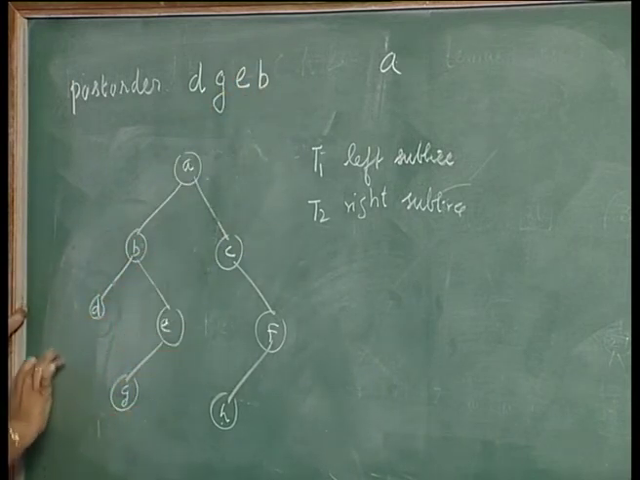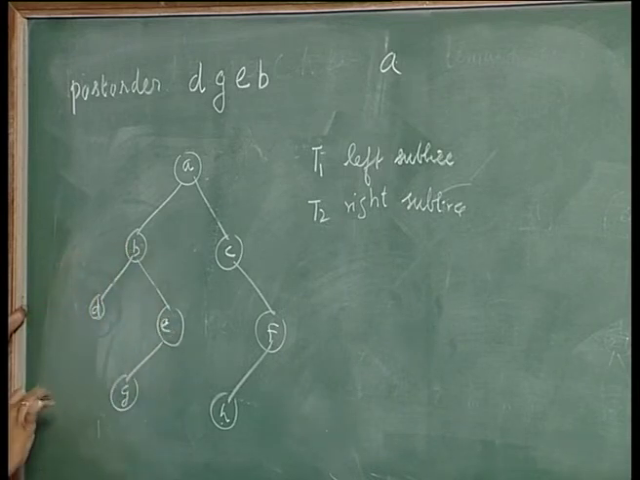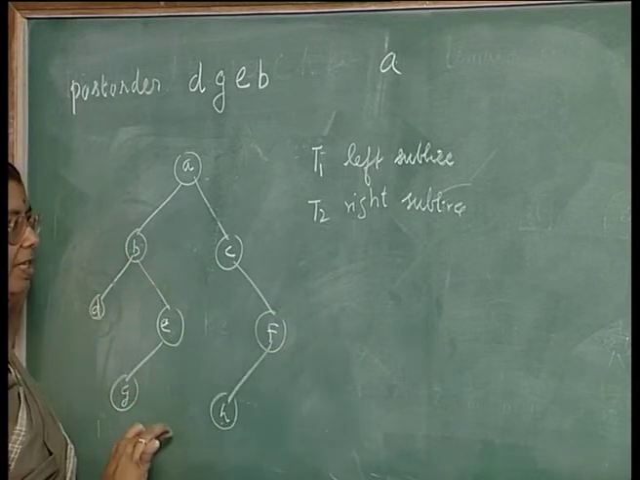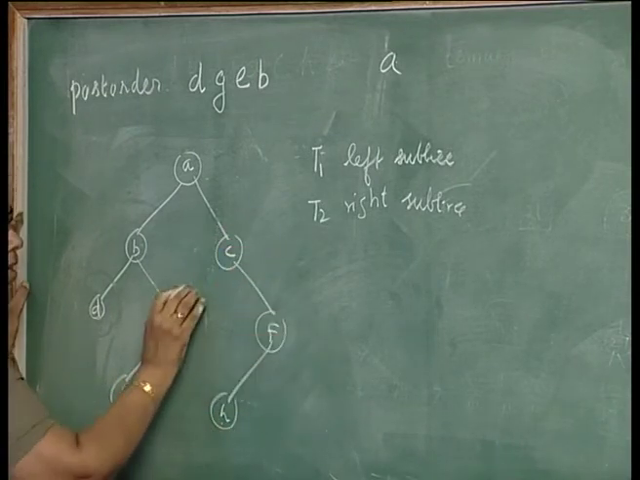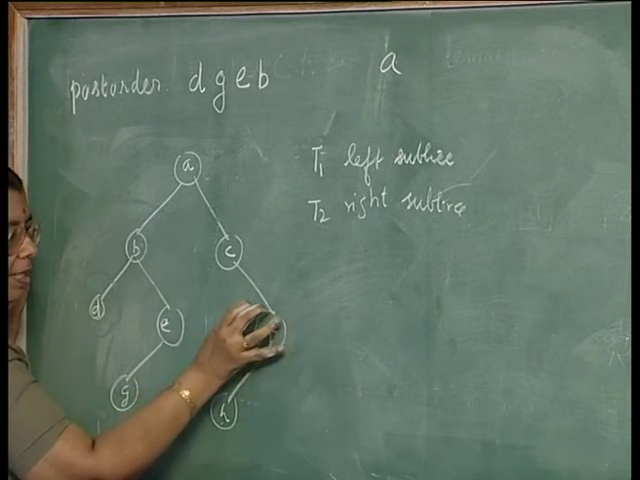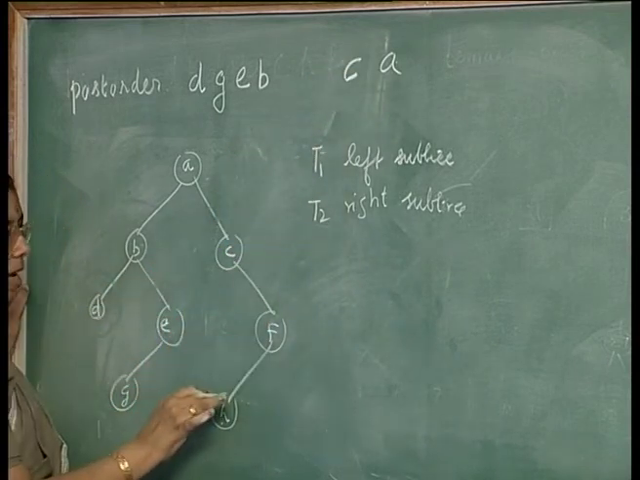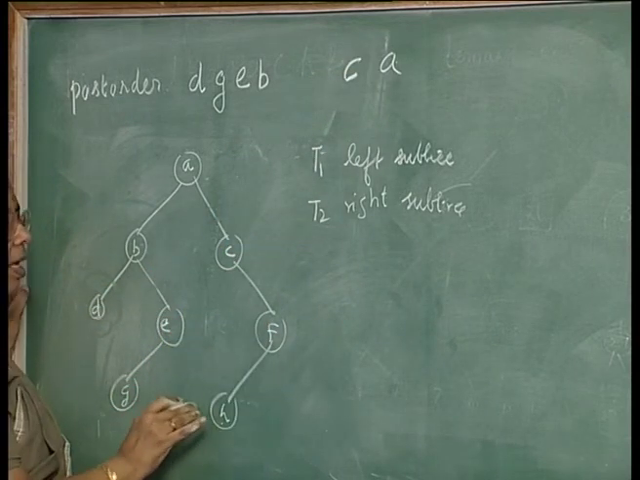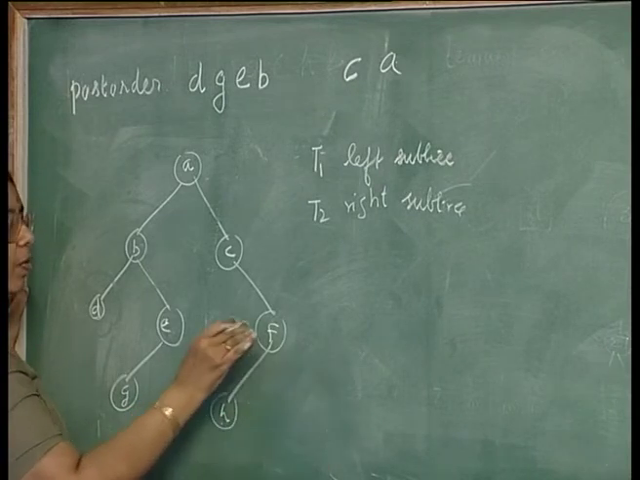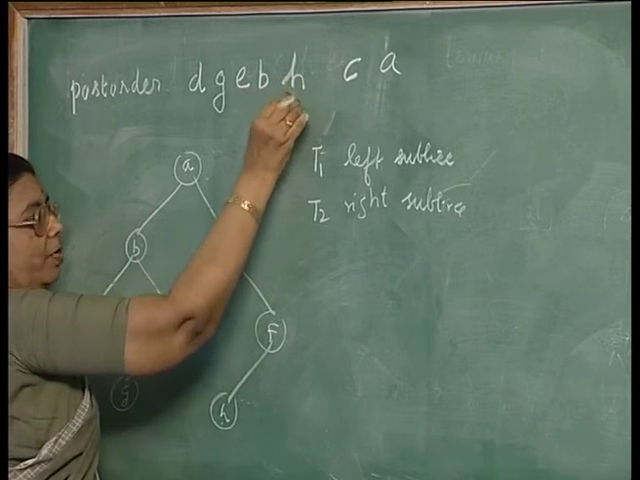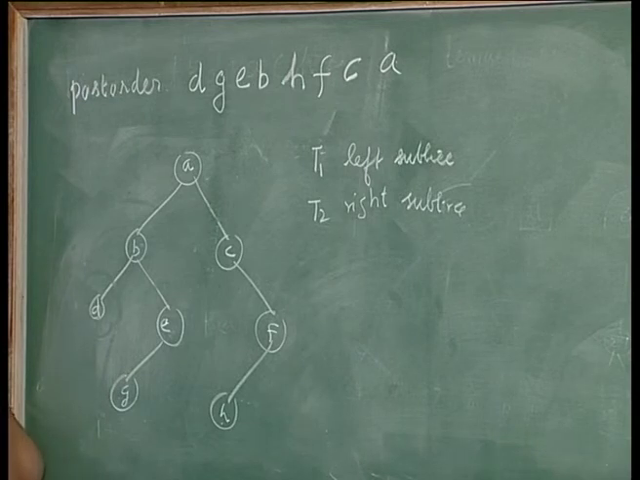So, in this subtree, the nodes will be visited in this order: D, G, E, B, and next the right subtree has to be visited. That also has to be done in the post order method. That is, for this one, there is no left subtree, the right subtree has to be visited first, then the root. So, C will come here, and this one again has to be visited in the post order method, left subtree, right subtree, root. So, there is no right subtree. So, H, F. So, the nodes will be visited in this order.